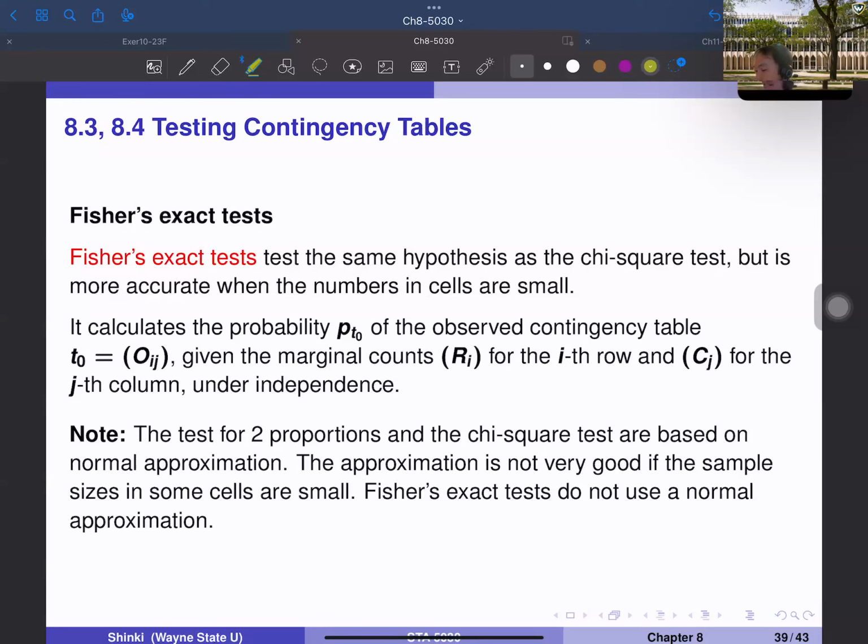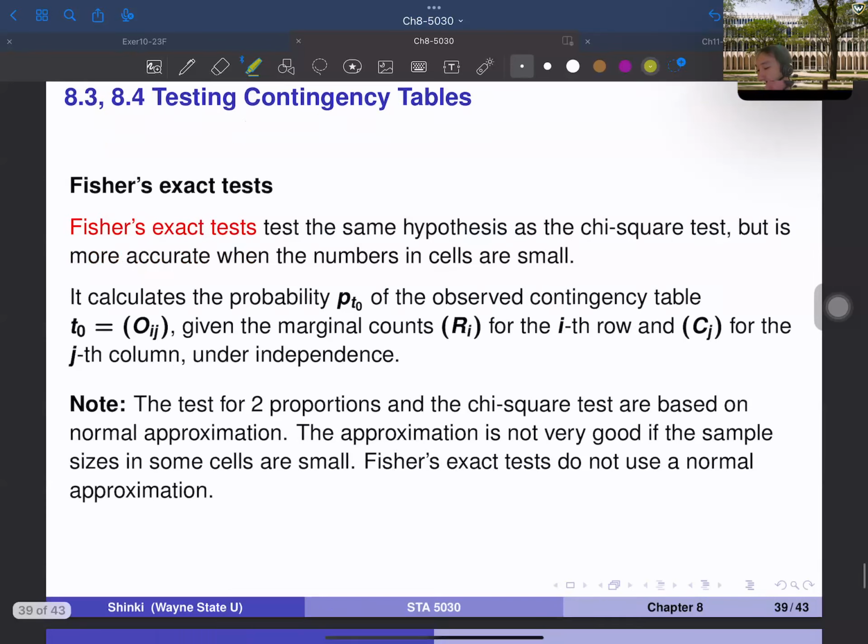So the same hypothesis test, the same null hypothesis, same alternative, but we have a different procedure to test, a different algorithm. And actually the biggest difference is we don't have any normal approximation. We don't have any chi-square approximation. So we directly calculate the p-value. That is the difference between the chi-square test and Fisher's exact test.